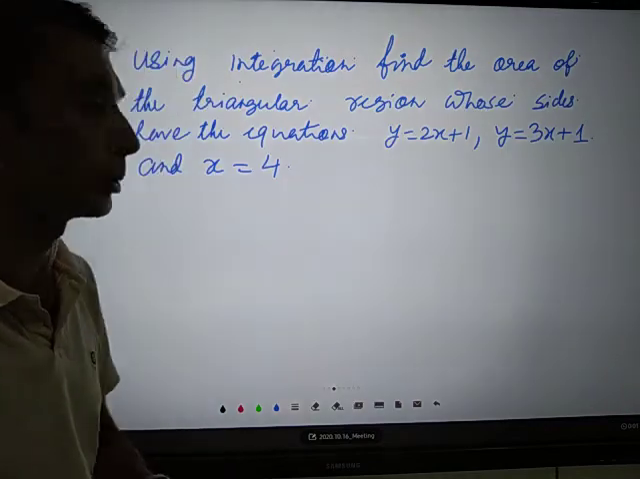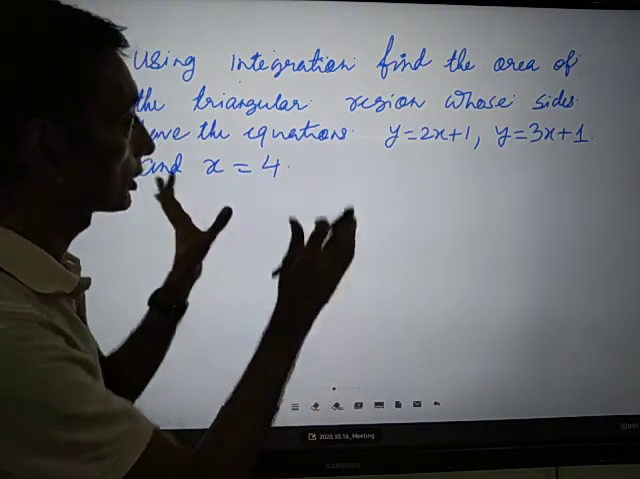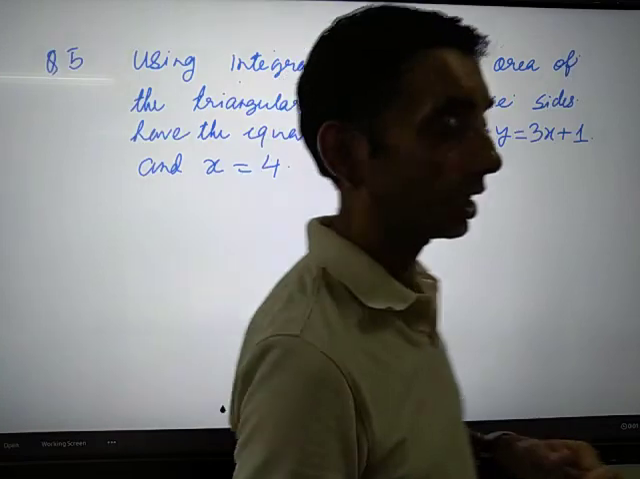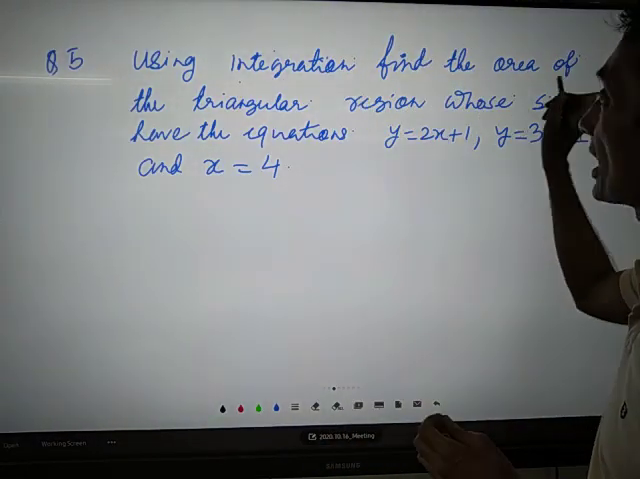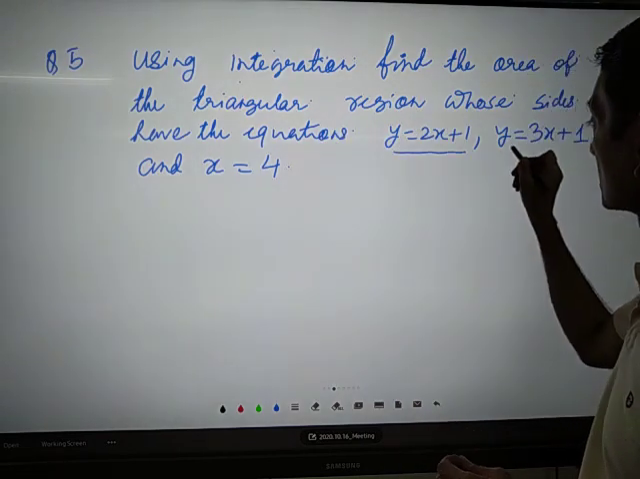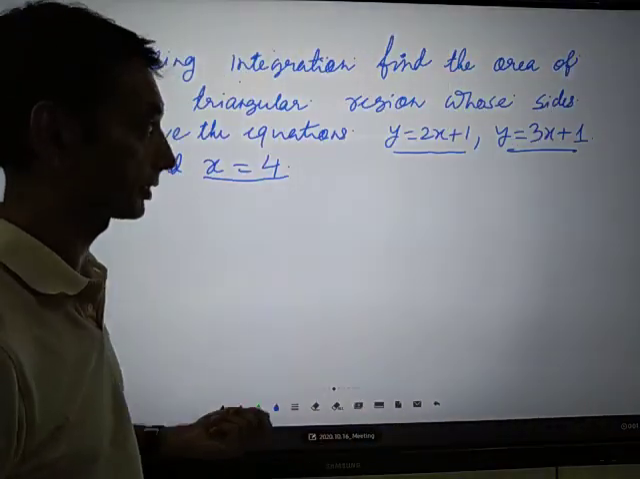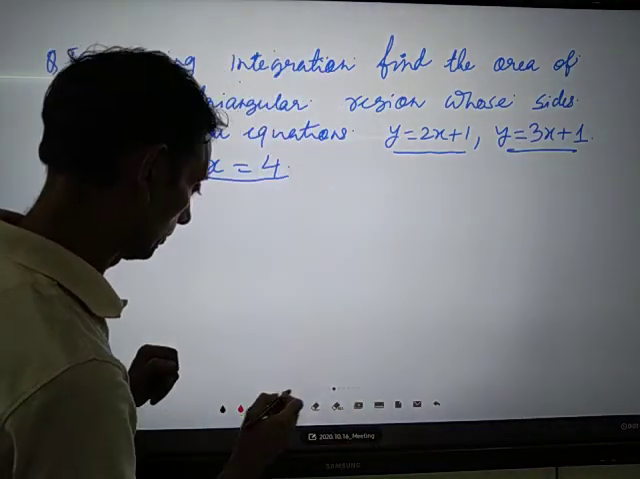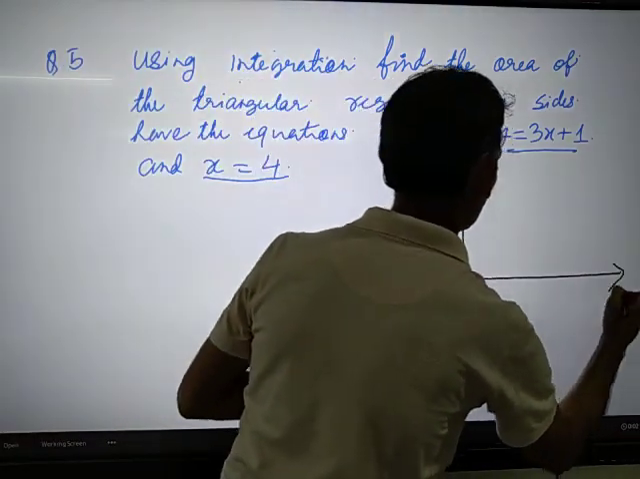And in the other type of questions, the equations of the sides of a triangle are given, and from there you need to find the area of the triangle. So let us take one question: using integration, find the area of a triangular region whose sides have the equations. These three equations are given. From there we need to find the area of the triangular region. For that we need to draw the lines. These lines you need to draw. First, we'll draw them one by one.